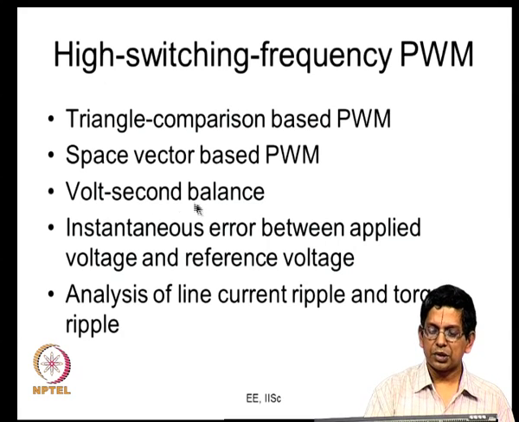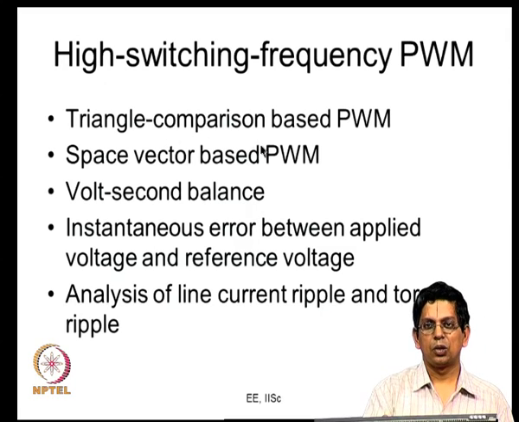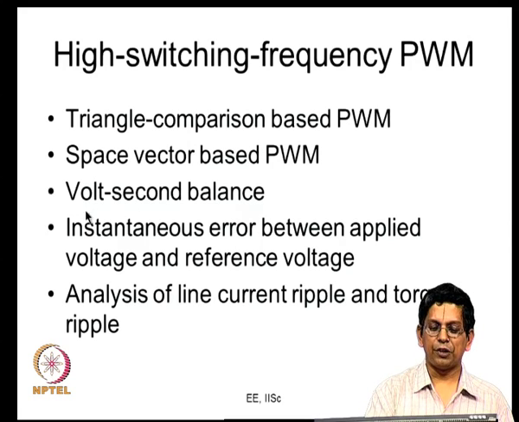What happens in these cases is there is a volt second balance. The triangle comparison method goes on a phase by phase basis. For every phase it says I need so much of average voltage, and that much of average voltage is actually applied by the inverter. So, the applied voltage and the reference voltage or commanded voltage are equal over every sub cycle or every half carrier cycle, and that is what we call volt second balance.